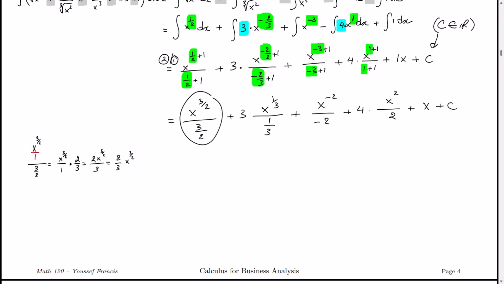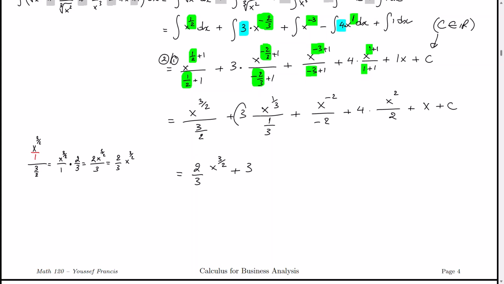So if I have a numerator with x to the power of 3/2, what I'm going to do is just copy it down and just look at this number that's in the denominator. The fraction is 3/2. I'm just going to flip it upside down and write it in front. So let me show you how that's done on the next term.